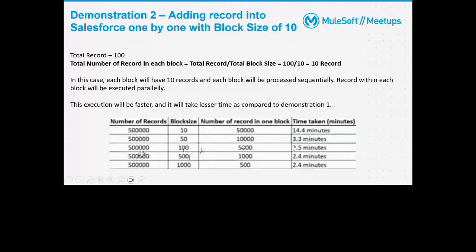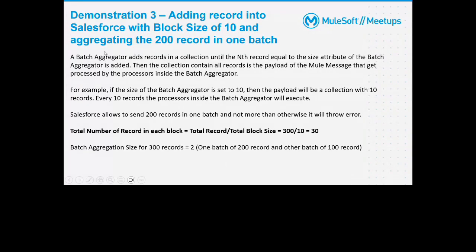Okay, now batch aggregator. Even now, with the block size of 10, it is again and again making connections with Salesforce. It will make 100 connections with Salesforce, right? How can I avoid that? There is something called aggregation. Batch provides a concept called batch aggregation, where you can aggregate the messages and send that array of objects to Salesforce. So for example, if I have 300 records and I set a batch size of 200, it will create two batches, right?